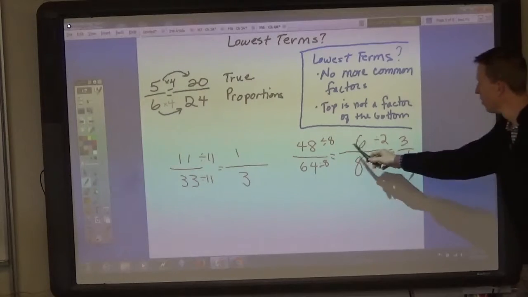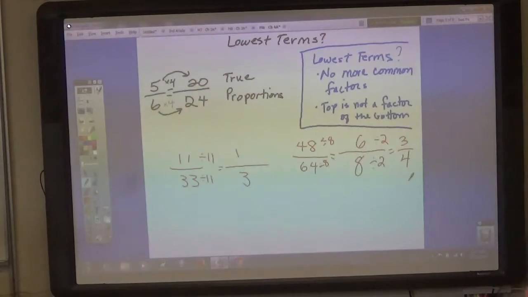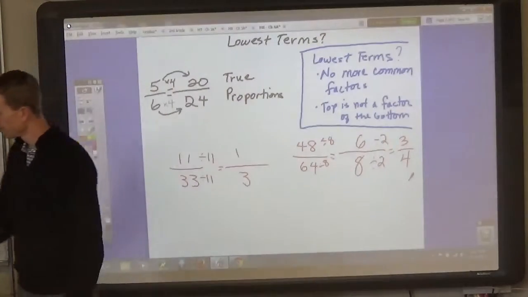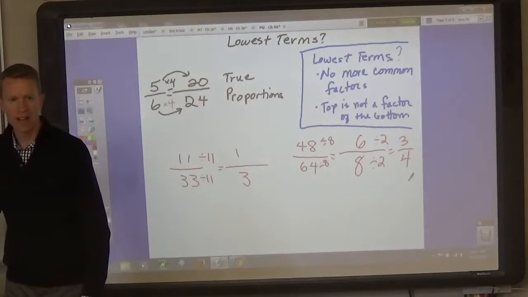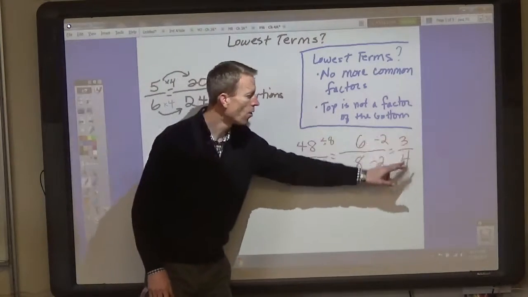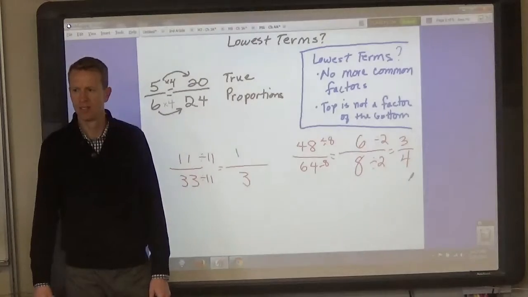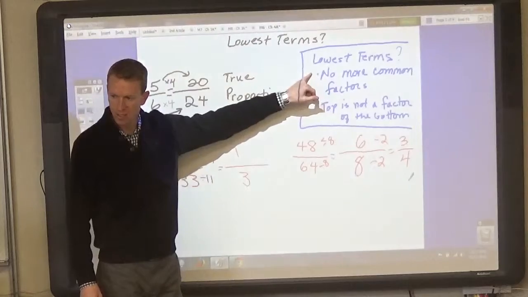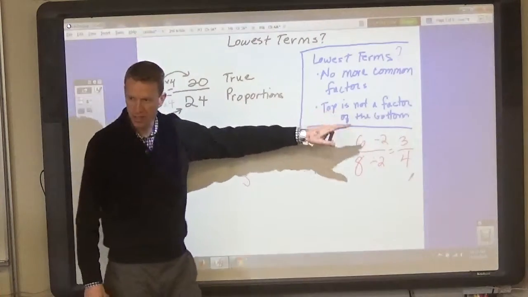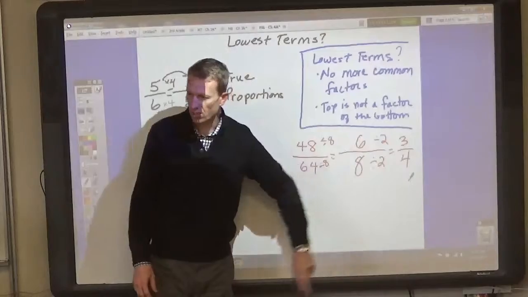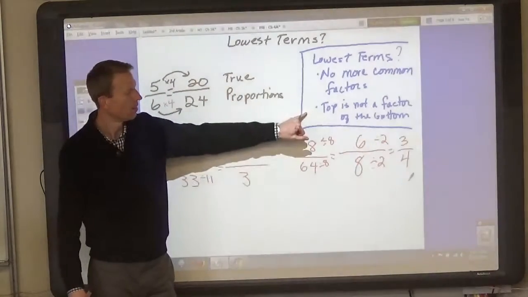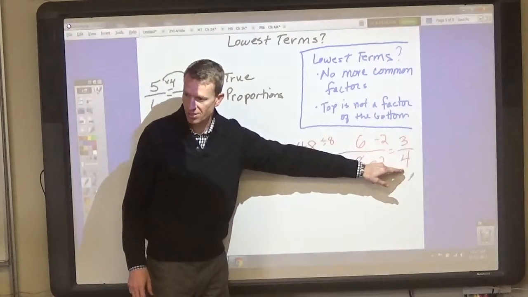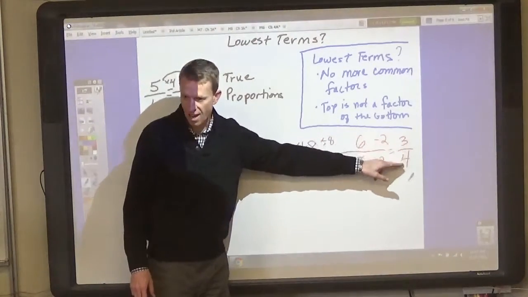So sometimes you'll have to find another factor that goes into it. Find another number. Okay? Any questions on that? How do we know that 3/4 is simplest form? Look at the two qualifications. There's nothing that goes into both 3 and 4. And the top number does not go into the bottom number. 3 does not go into 4 evenly.